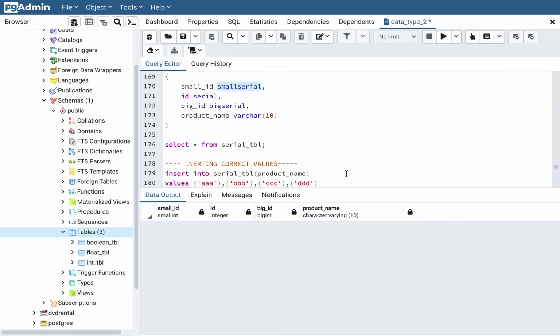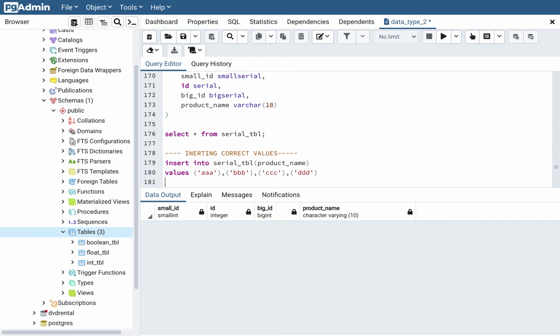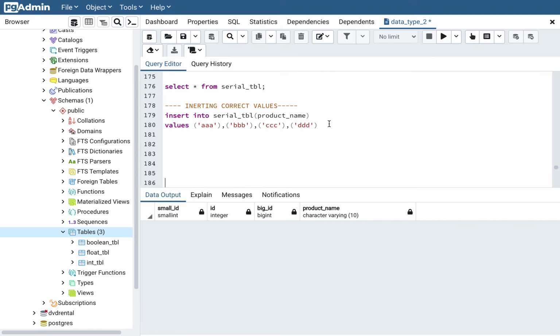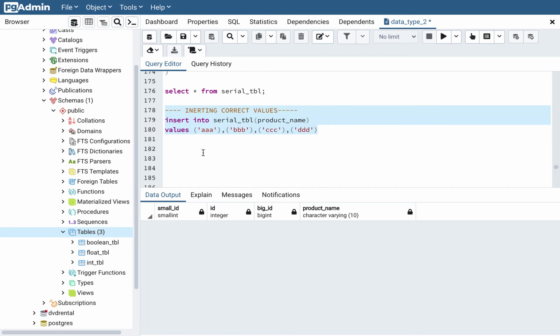Now, since I have created this table, let us insert some values into it. So let me insert 4 rows. Now you would notice here that I am not inserting any value for the small id column and big id column, because I know for sure that this value will be auto incremented. That is why we have defined them to be a serial data type.